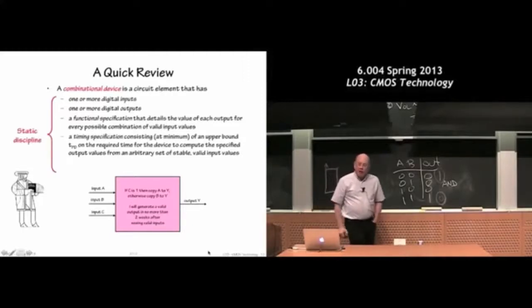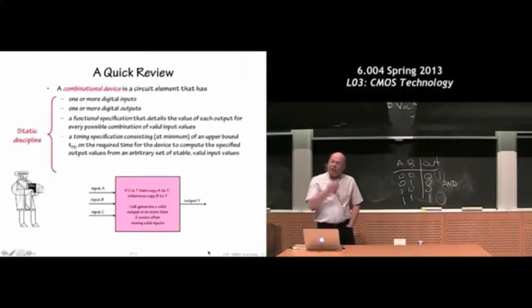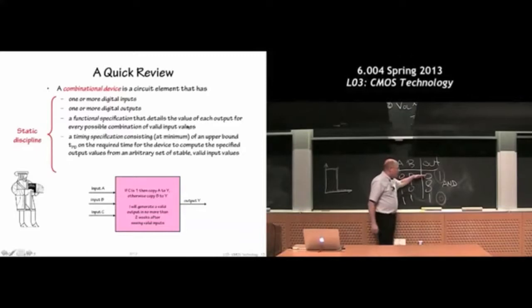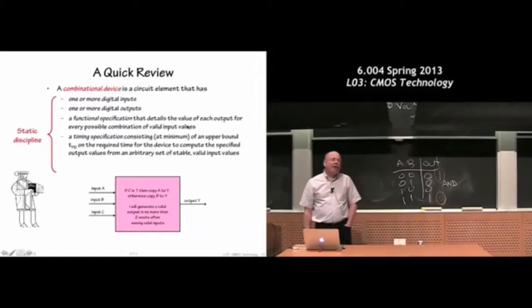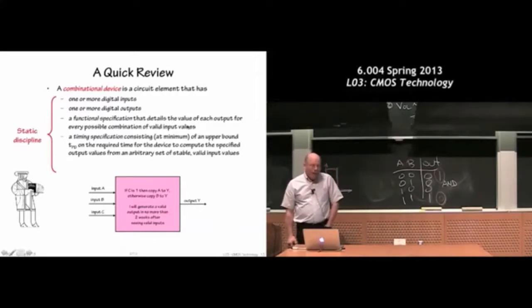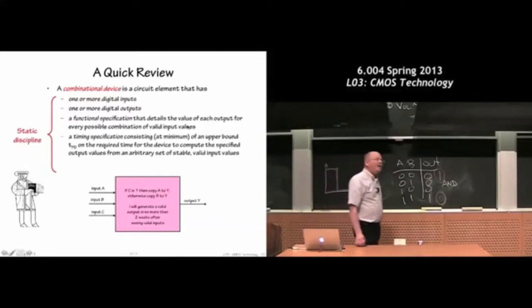Alrighty, so we have a quick review, right? We had a combinational device. We have digital inputs and outputs that you know about. We have a functional specification, and we're getting a glimpse that for certain functional specifications, we can come up with these connections of PFETs and NFETs that allow us to build CMOS logic that implements that. And then the last thing we mentioned was a timing specification.